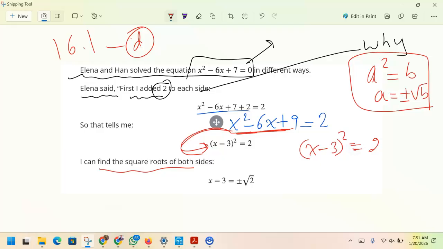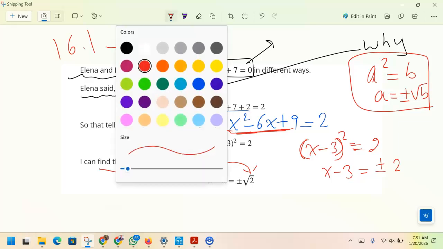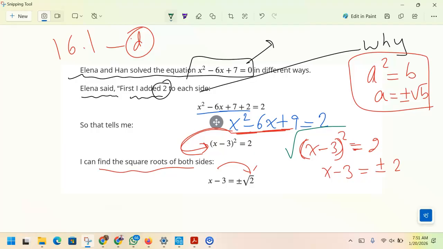So what that means is that the parenthesis, the x minus 3, is plus or minus 2. So that's what they wrote directly here. In some textbooks, they will say, hey, just put a square root on both sides. This is also another way to show it, but make sure you put plus and minus. What you do next is add 3 to both sides.